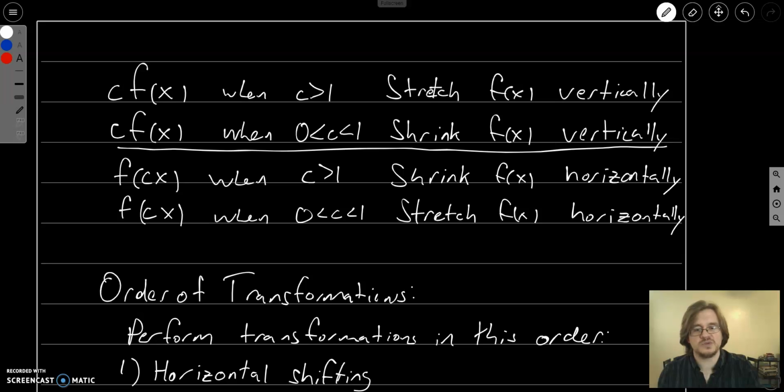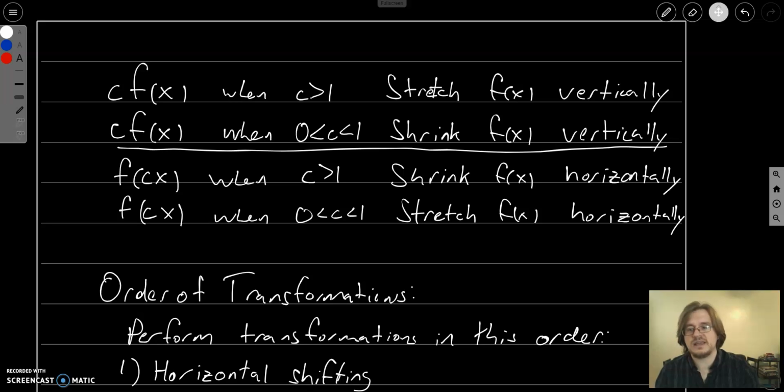If we want to shrink everything horizontally, as in make everything get closer and closer to the y-axis, we're going to multiply x by c, where c is going to be a number bigger than 1. But if we want to stretch everything out, if we want to pull it to the left and right, so we want to stretch it horizontally, we're going to, again, multiply x by c, but now we're going to multiply by a small number.